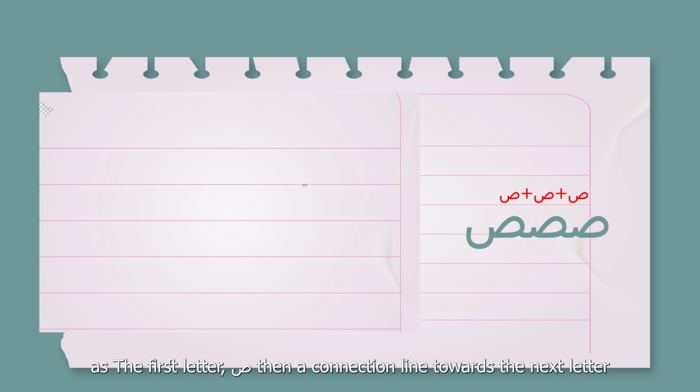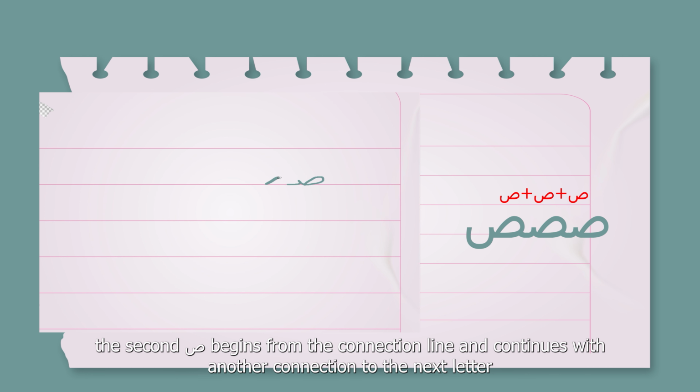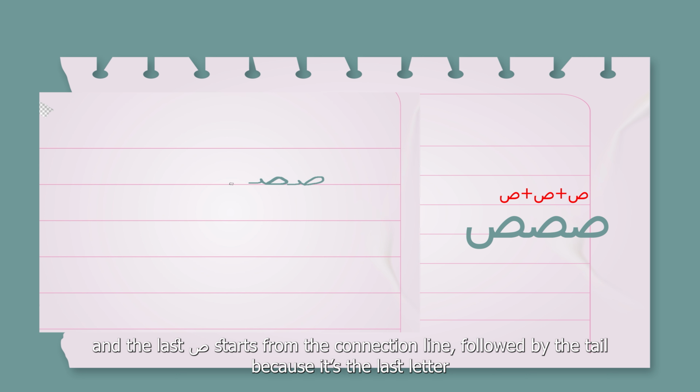As the first letter, sa, then a connection line towards the next letter. The second sa begins from the connection line and continues with another connection to the next letter. And the last sa starts from the connection line, followed by the tail because it's the last letter.